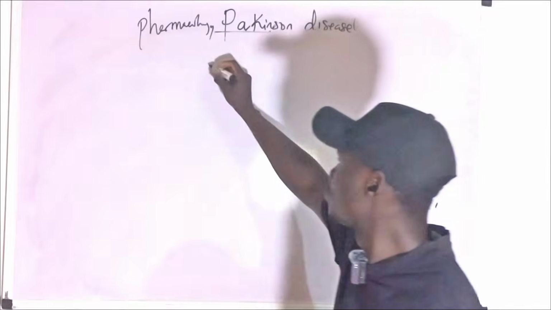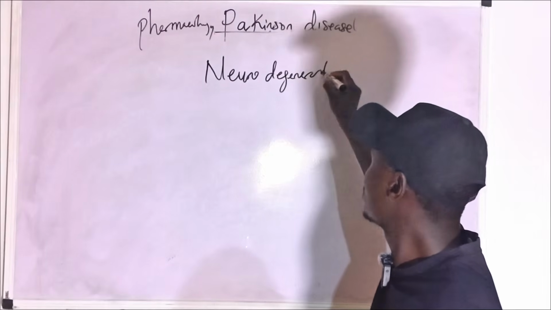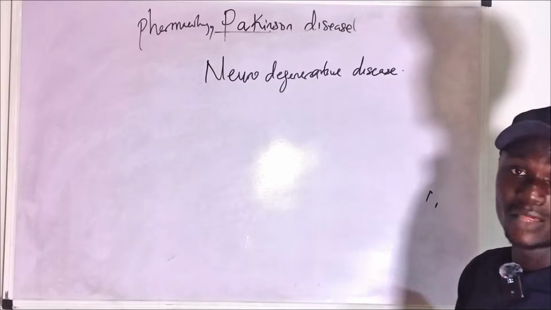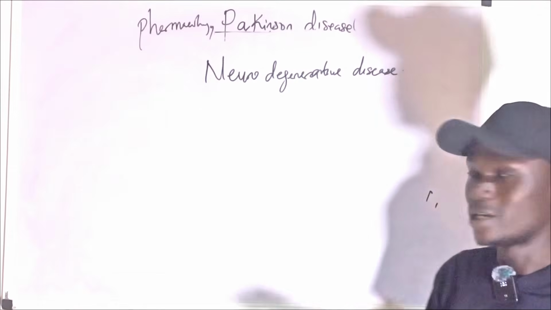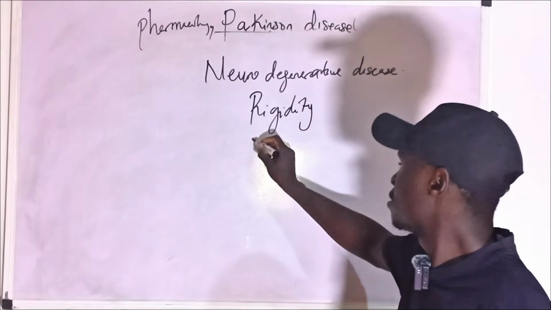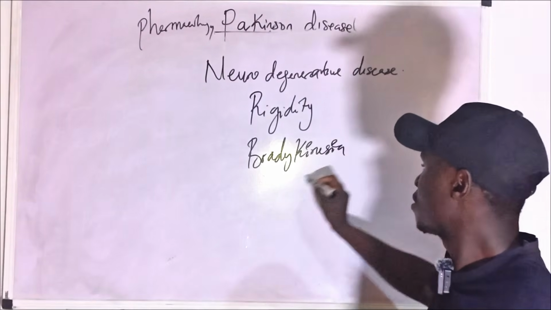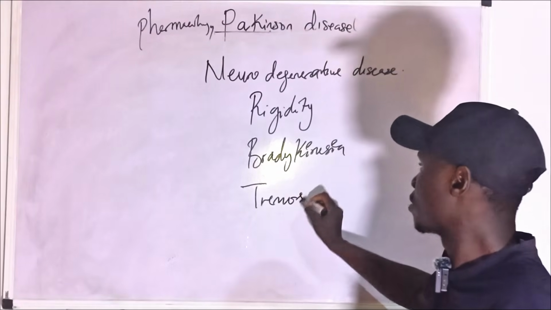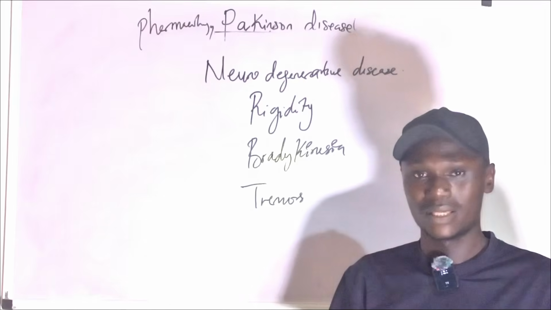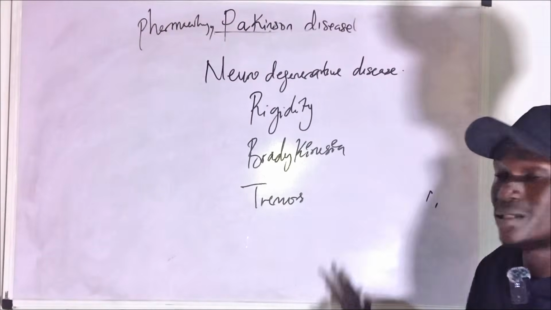This is a neurodegenerative disease that is characterized by three main symptoms. The symptoms include rigidity, then bradykinesia, and tremors. Once you see these three classic symptoms, you know you're looking at a Parkinson's patient. It's usually seen in older individuals.